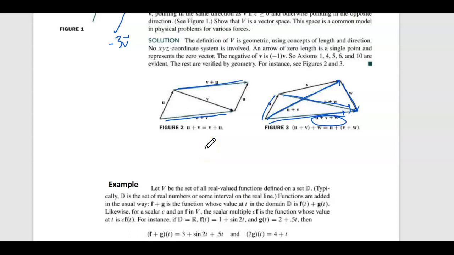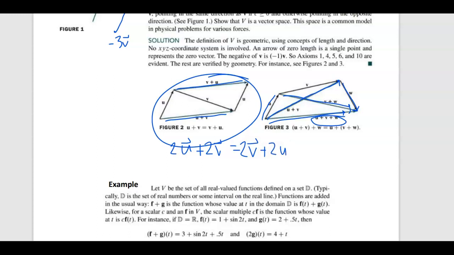Now, if you add any multipliers here, you're going to be able to show that these things are all true as well. If you had 2u plus 2v, you would be able to show graphically the same way that 2v plus 2u gets you the same vector, maybe in different spots, but the same direction and same length. And then very similarly with the 3 as well.